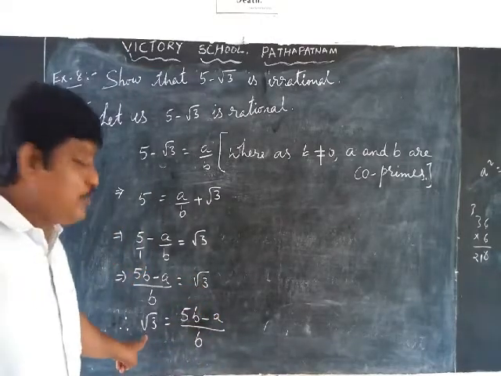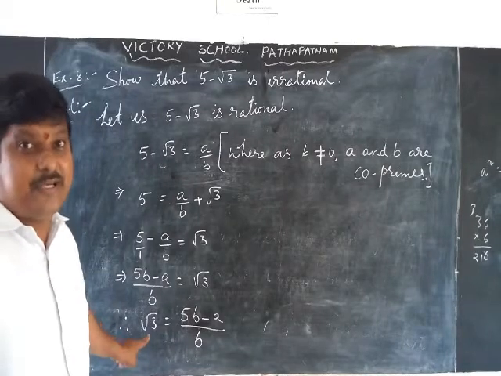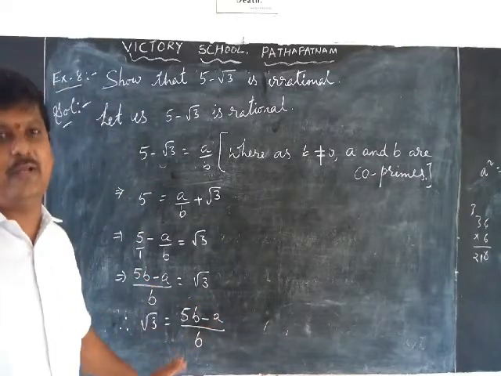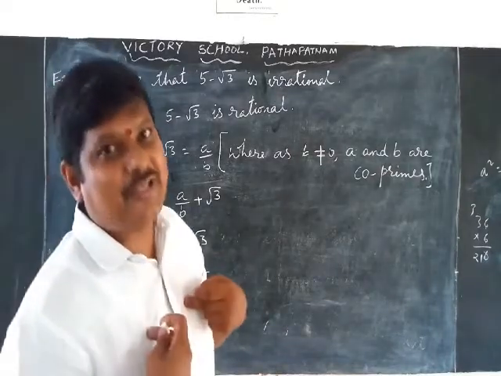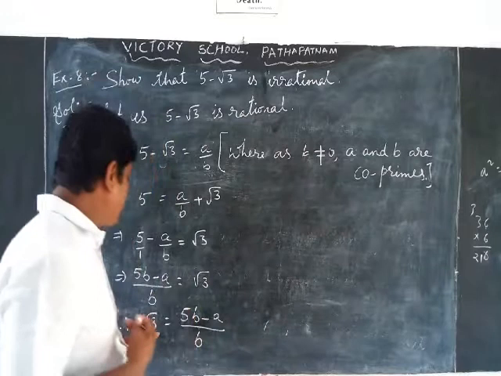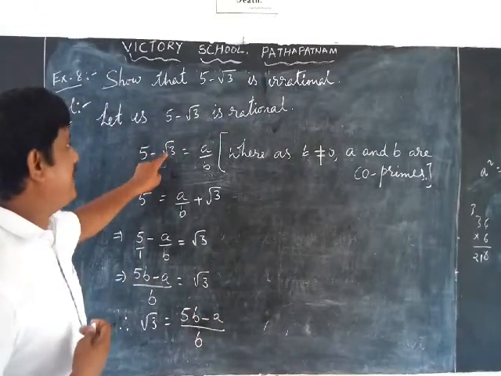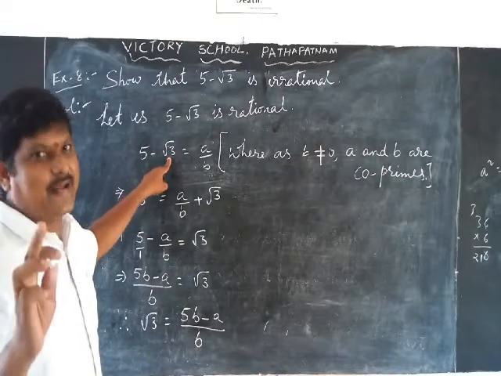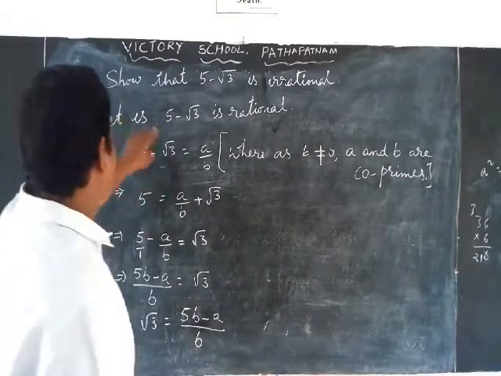We know root 3 is not rational, it is irrational. That's why this value is also irrational. So our assumption is false. That's why here 5 minus root 3 is not a rational number, it is an irrational number. Understood? Once again, listen to me.